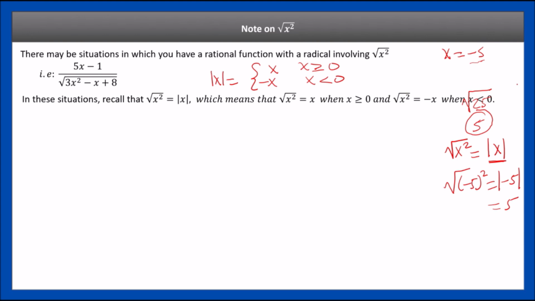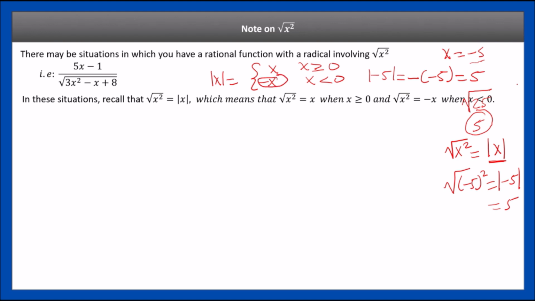So if I were to evaluate the absolute value of negative 5, well, negative 5 is less than 0. So therefore, it's equal to negative x. But we know that x is negative 5, so it's going to be negative x, which is positive 5. So we end up getting the same number, a positive number, using this definition here, right?